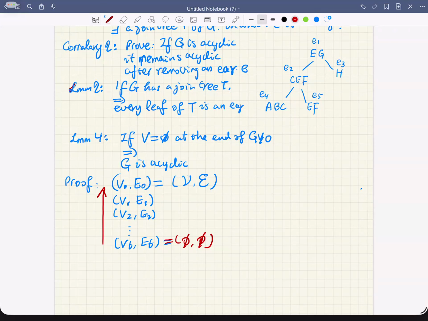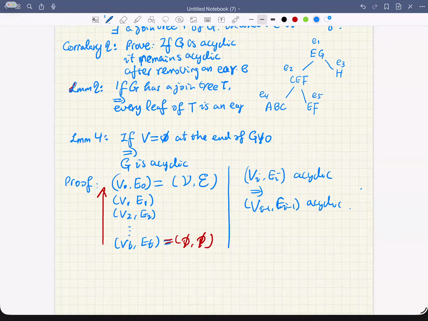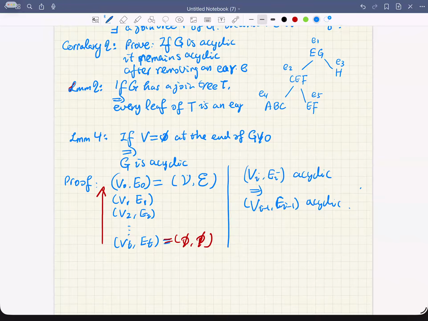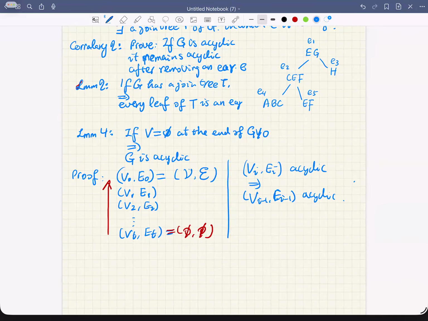And therefore, now the core of the argument is basically this: know that VI, EI is acyclic. So I want you to prove that VI minus 1, EI minus 1 is also acyclic. Okay, so this is what I want you to prove. Right. Okay, good. All right, so now let's see.